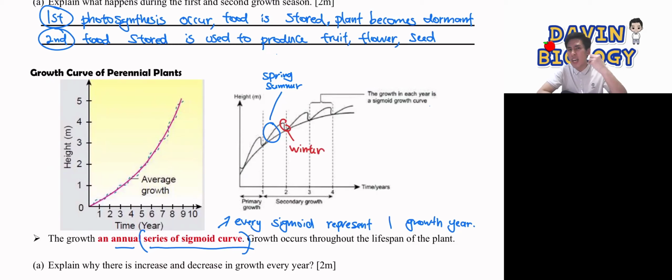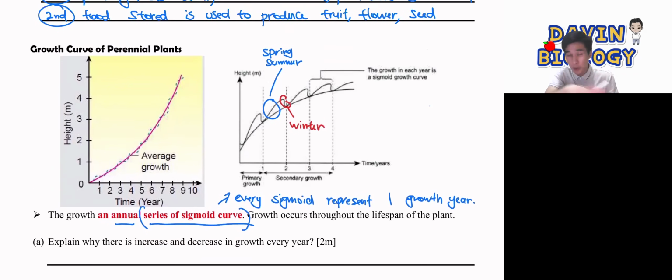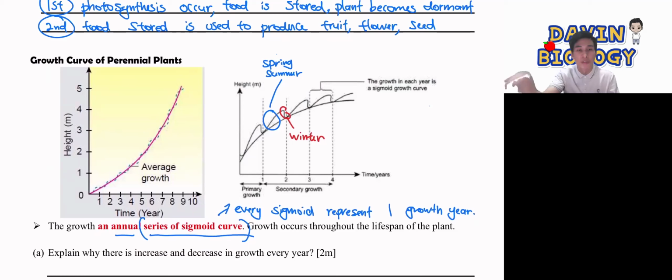So if they ever ask you to explain the sigmoid that happens every year, why is there increase and decrease of growth every year? You talk about the season and then talk about the growth. Okay, this one later we do questions, then we write together. So that's basically perennial. It's that simple. And remember, perennials, since they have long lifespan, they are the only plant that can undergo secondary growth, which means they are the only plant that can form wood.